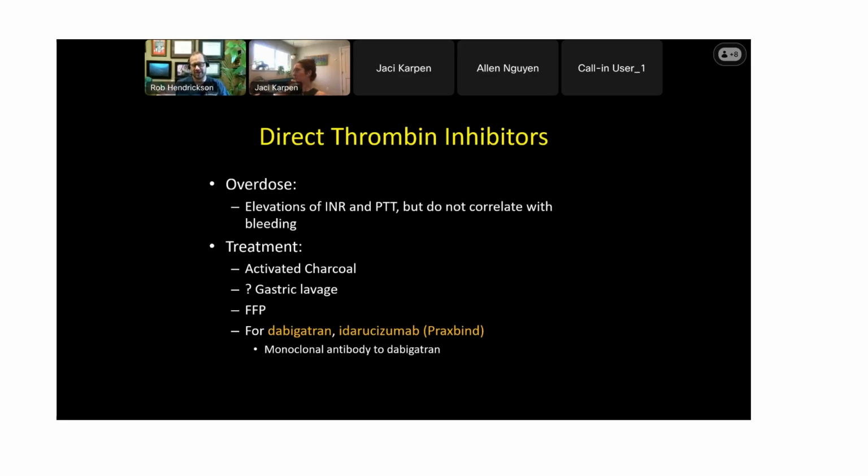But for dabigatran, and I think this is a really important one, dabigatran has a very specific antidote, and that is Praxbind, or idarucizumab, and it's a monoclonal antibody to dabigatran. The company made the monoclonal antibody specifically for their product. This is an important one because it's very, very specific. Everything else is just treating them like they're bleeding, like everyone else.